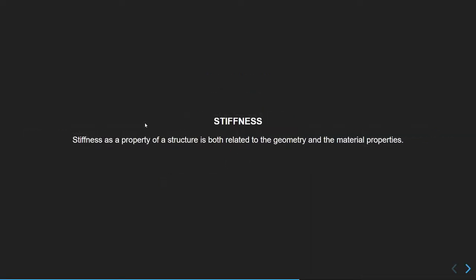Stiffness as a property of a structure is related to both its geometry and the material properties, so we'll get into that in a bit. But the stiffness of this pasta is effectively defined by the flour molecules that make up the pasta, right?